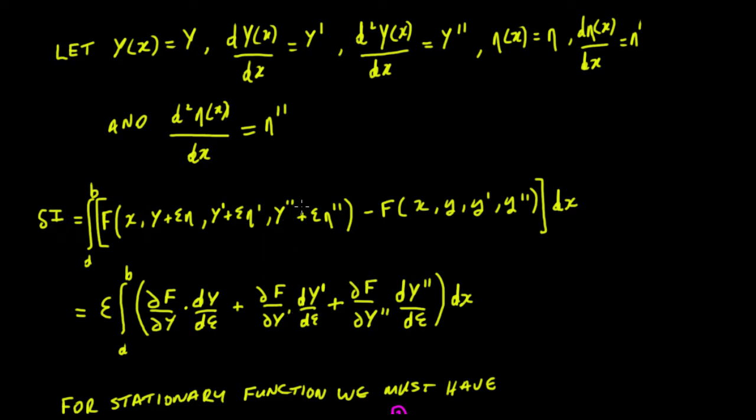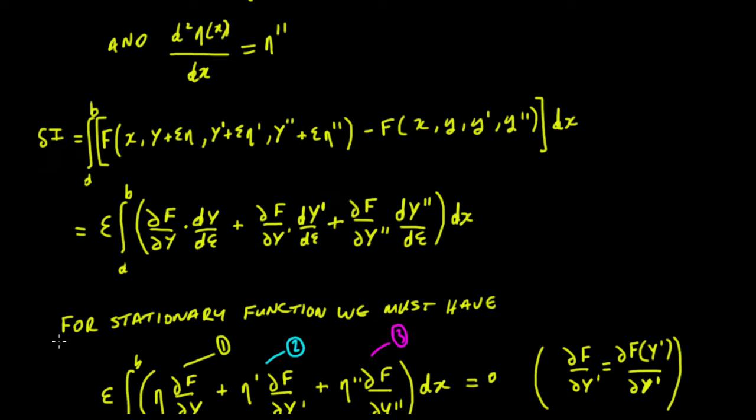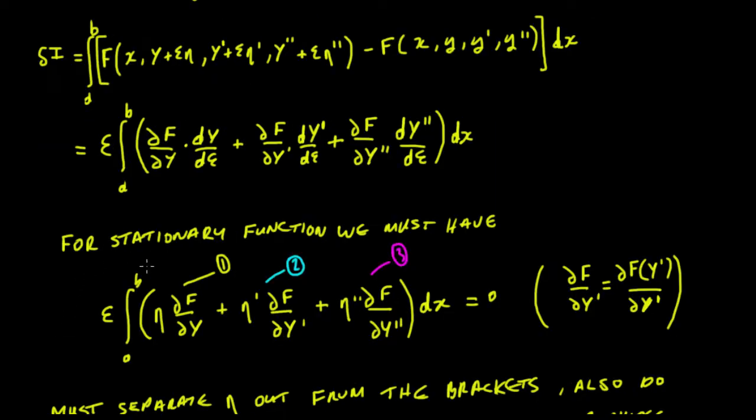So the third variation is going to be partial f by partial y double derivative, by dy double derivative by d epsilon. In effect, you could look at that as a total differential. The x term of the total differential is not in here because x is not a function of epsilon. So we know that for this to be stationary, we must have this equaling 0.